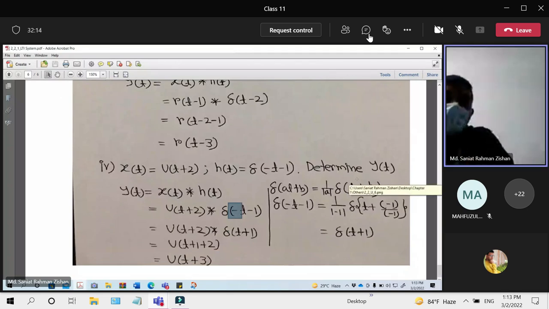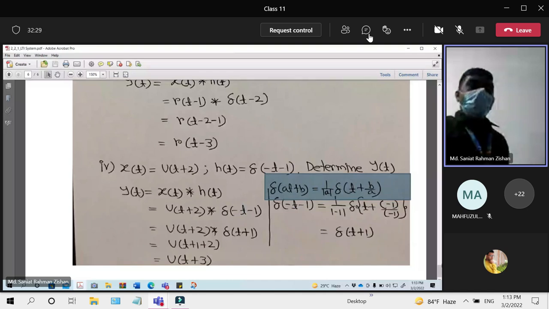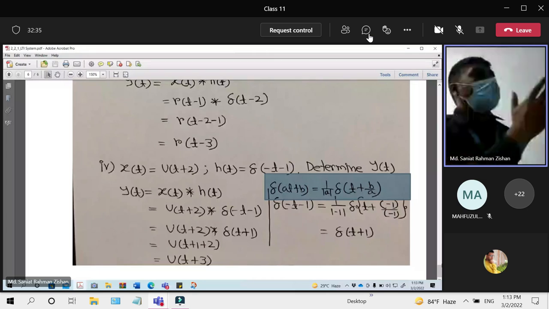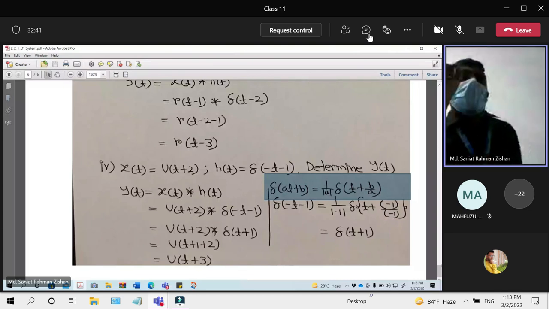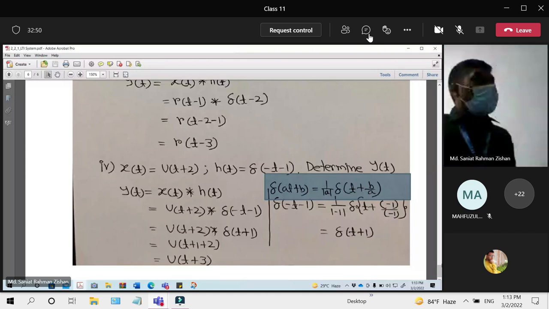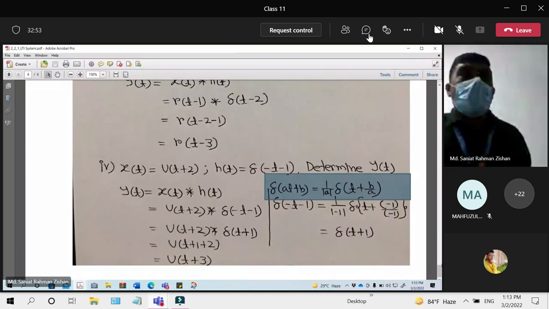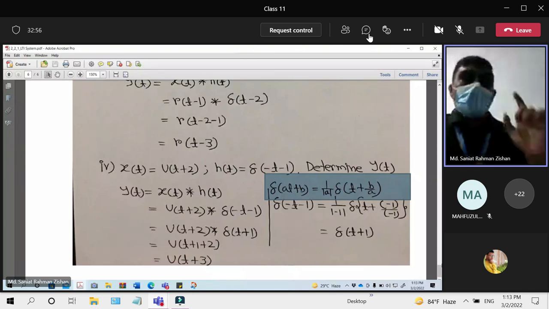We need to remove this minus. How can you remove this minus? Again, from chapter 1, you know another property for the impulse function: delta(at + b) equals 1 by mod a delta(t + b by a). What is the purpose of applying this property? Very simple. In the left side, look at the coefficient of t. In the left side, the coefficient of t is a. But in the right side, the coefficient of t is plus 1. So actually, this is the main application of this property. We can remove the coefficient of t. I mean, we can make the coefficient of t plus 1.